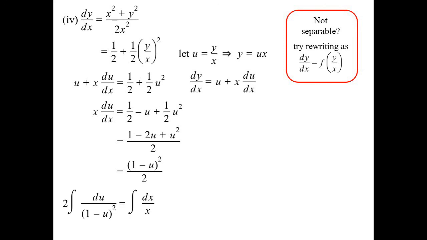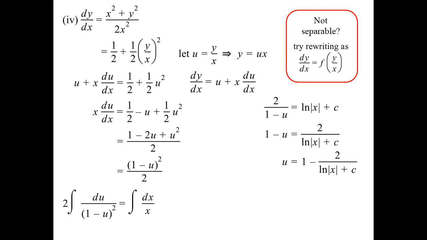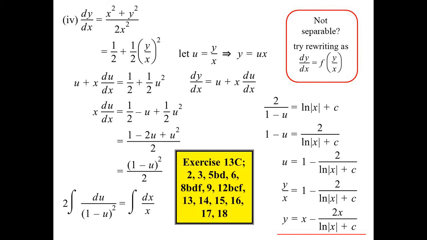So separate the u's, separate the x's, and I end up with, eventually, u equals 1 minus 2 on the log of x plus a constant. Let's substitute back in for u. u was y on x. Multiply by the x, and we get our final answer. So that one's a little bit more involved, because we had to do it via a substitution. Okay, so 13C, separation of variables.